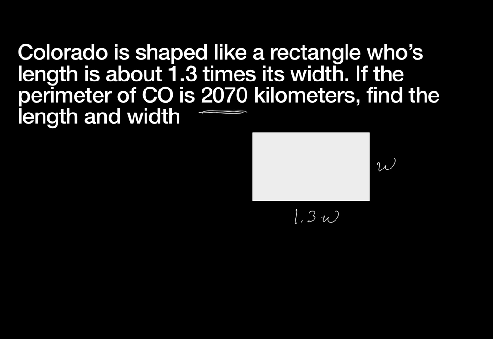So you got to remember what's perimeter. Perimeter is the distance around. So distance around means I'm going to take all four sides and add them up. W plus 1.3 W plus W plus 1.3 W. Different than if it said area. So then there we have 4.6 W equals 2070.